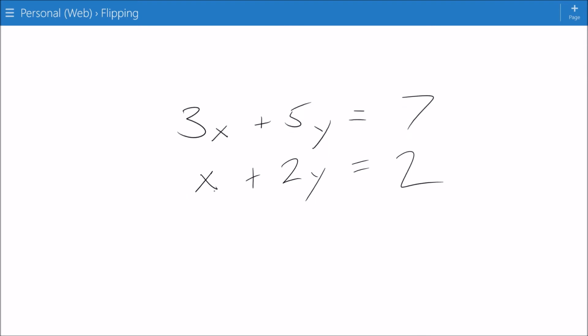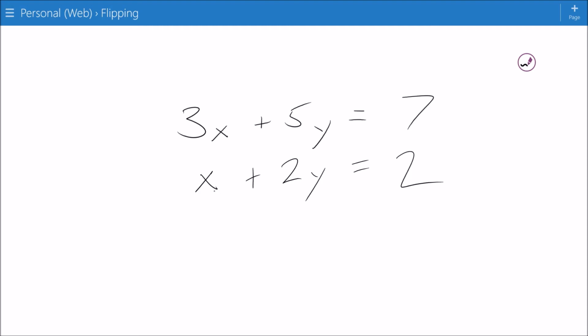So let's take a look at this guy right here. 3x plus 5y equals 7 is the first equation. The second equation, x plus 2y equals 2. Looking at this, is there any way that I can add the two equations together that would cancel out any of the variables easily? And really, no.